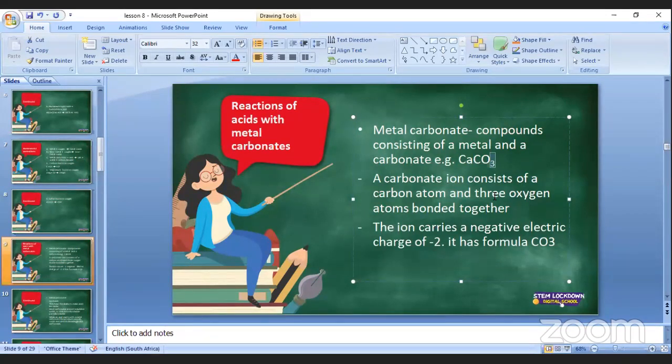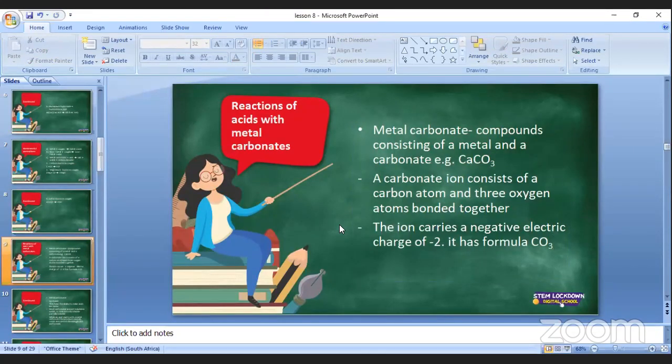The atoms are bonded together, so they now become one, and we call that group a carbonate. CO3 is known as a carbonate. The ion carries a negative electric charge, which is 2. We call this group a carbonate. Are we clear, grade 9s?